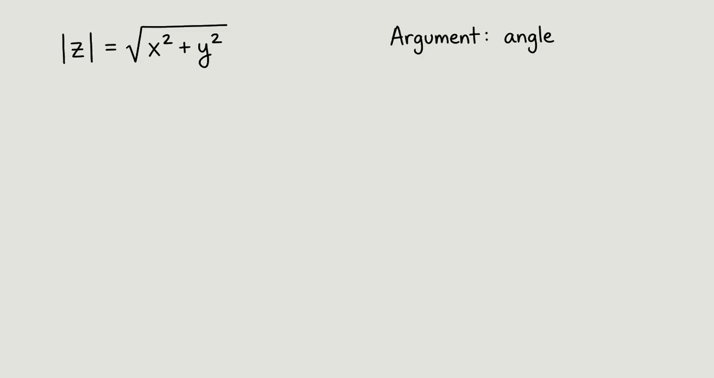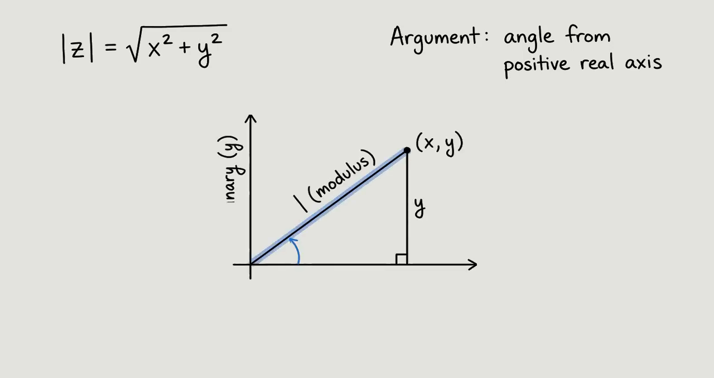From the picture, two key ideas appear immediately. The modulus of z, written |z|, is the distance from the origin to the point. Using Pythagoras, the modulus is the square root of x squared plus y squared. The argument of z is the angle the line from the origin makes with the positive real axis, measured anti-clockwise. So distance gives modulus and direction gives argument.